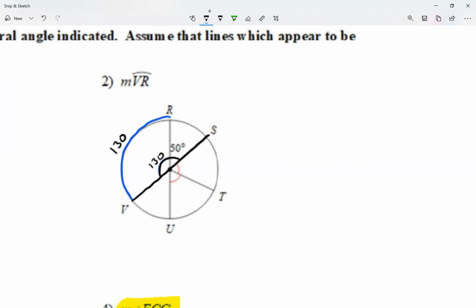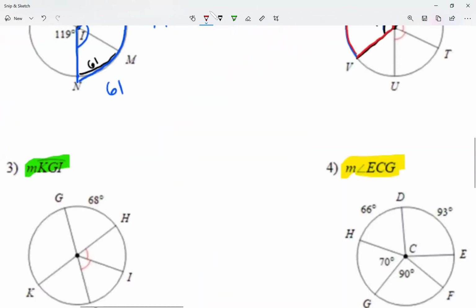Remember, the measurement of the central angle is equal to the arc that it makes. You're like, the arc that it makes? Okay, well, take a look at the angle. This angle makes this arc. So that's why I said the degrees of the central angle are equal to the degrees of the arc that it creates. So the measurement of the arc VR, I'm going to say is equal to 130. Okay, not bad. Let's take a look at question number 3.